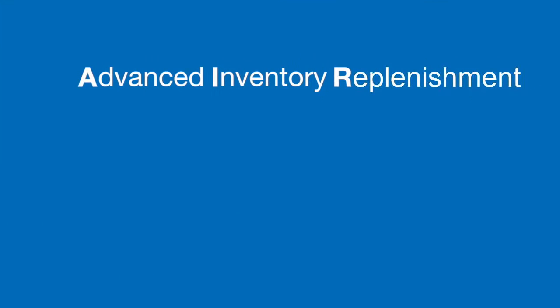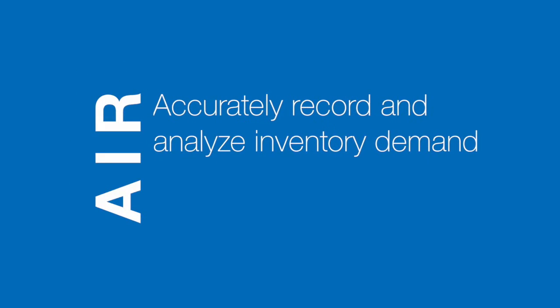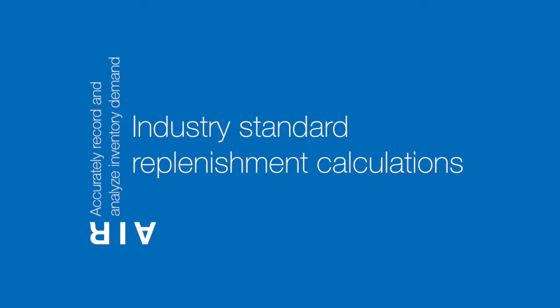Welcome to this first of three videos on Advanced Inventory Replenishment, or AIR for short. AIR is designed to accurately record and analyse inventory demand on a monthly, four-weekly or weekly basis. For each item, it will then predict stock demand for the coming period using one of a number of industry standard replenishment calculations.